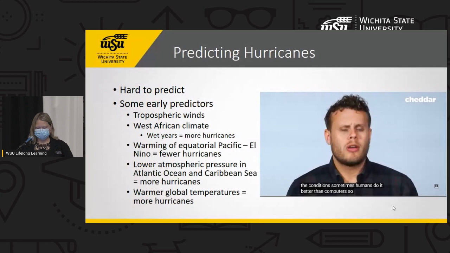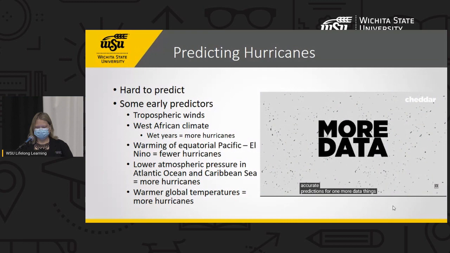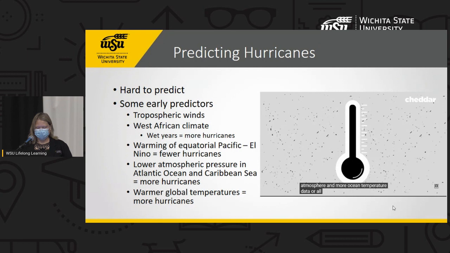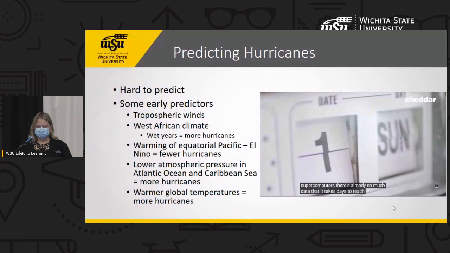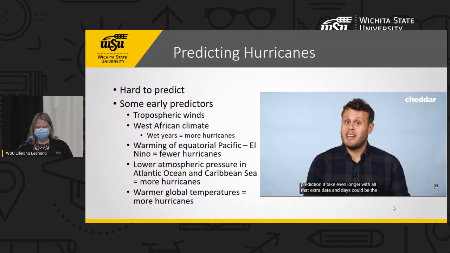So what would scientists need in order to make more accurate predictions? For one, more data. Things like speed, direction of wind high in the atmosphere, and more ocean temperature data are all stats that affect intensity that scientists don't have yet. For another, they need more powerful supercomputers. There's already so much data that it takes days to reach a prediction. It'd take even longer with all that extra data. And days could be the difference between a city being ready for a storm or not.